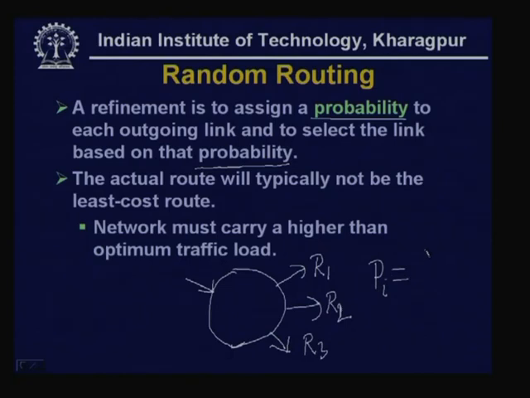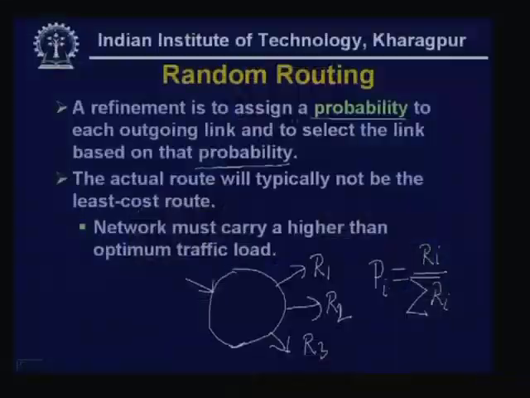Pi is equal to Ri, that means the rate of transmission through a particular link, divided by the summation of all the Ri's. That means in this particular case, it will be R1 plus R2 plus R3 in the denominator, and in the numerator it will be the rate of one of the links. Then based on this the probability is calculated, and the link having the highest probability is used for transmission.